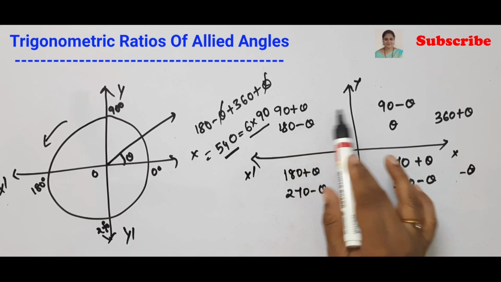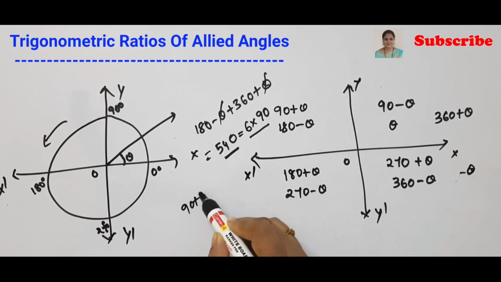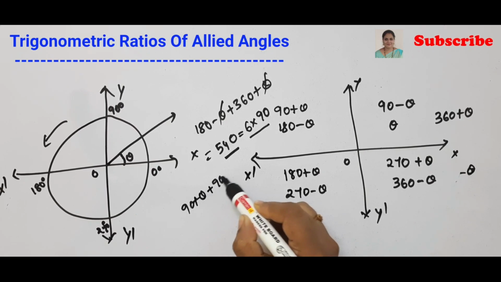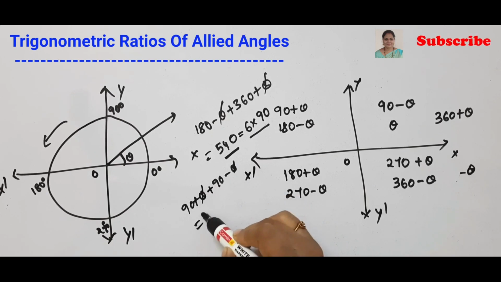Suppose let us take these two angles, 90 plus theta plus 90 minus theta. Theta cancels. This is equal to 180.